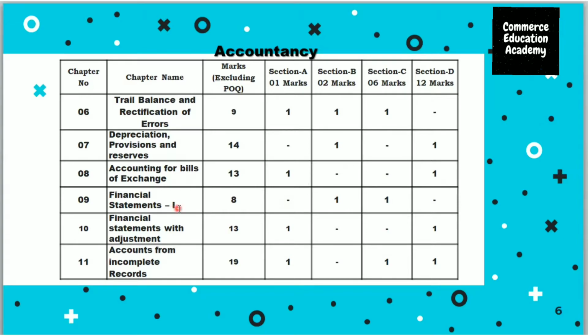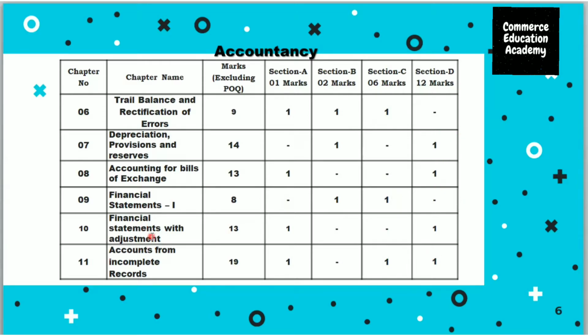Next, the 9th chapter, financial statements part 1. This chapter carries 8 marks in total. So no question from Section A, 1 question from Section B, 1 question from Section C, and no question from Section D, the 12 marks.